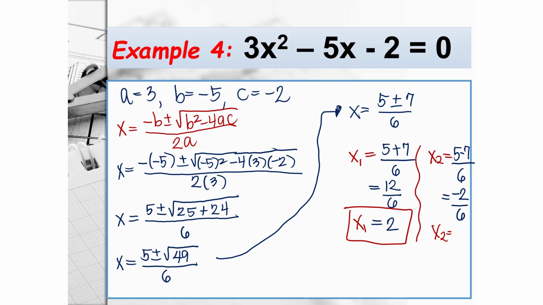Hindi naman pwede nang i-divide yan. So GCF na lang para makuha ang lowest term. So 2, negative 2 divided by 2 is negative 1 over yung 6 divided by 2 is 3. So negative 1/3. And that is the x sub 2. There you have it, the answers for example 4.